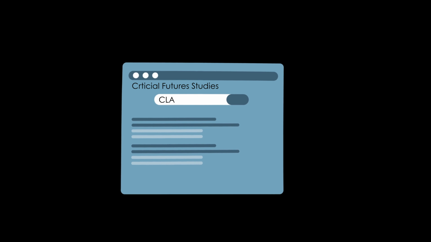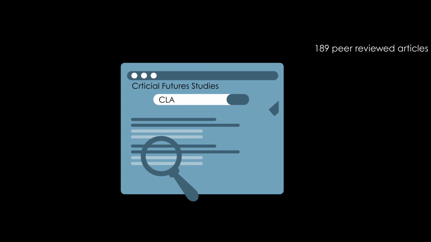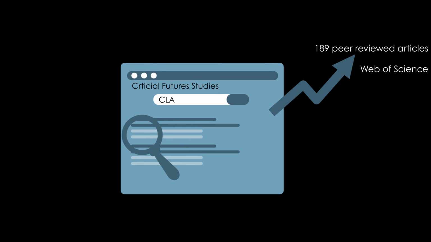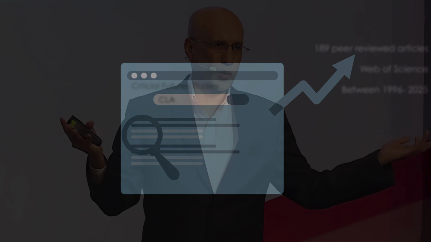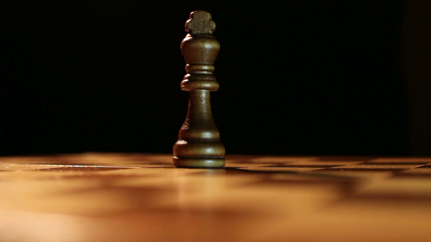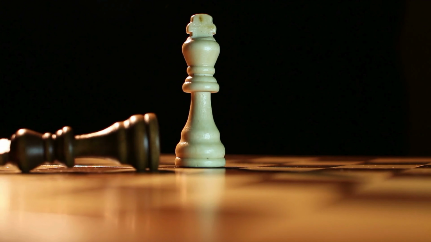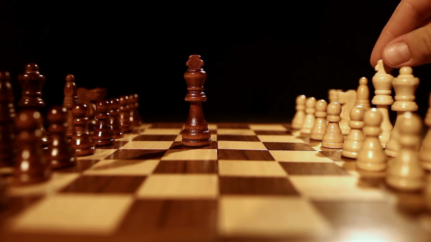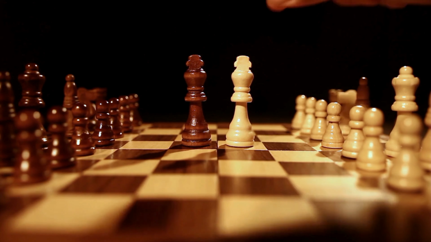CLA is the top-cited method of critical future studies, with 189 peer-reviewed articles on Web of Science between 1996 and 2025. Coined and developed by Sohail Inayatullah, the method applies literary and critical theory to deconstruct the paradigms of thought that shape what we perceive as possible, in order to open space for intentional changes for the better.